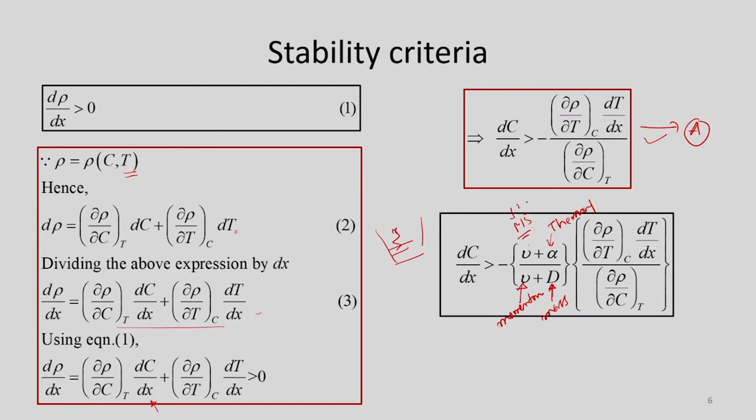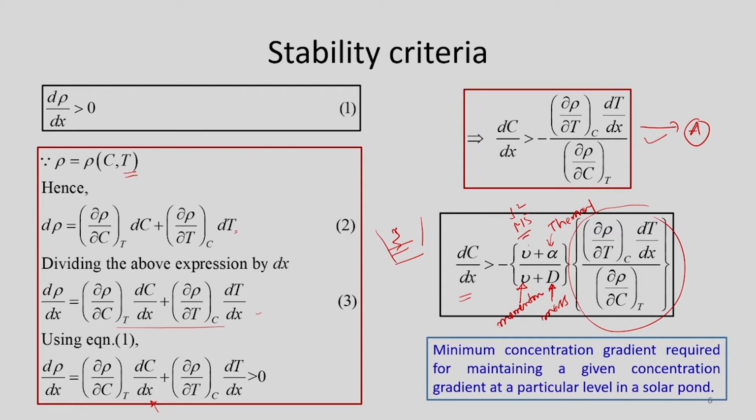Normally this is also considered as 2. So, if we have to make a design, some kind of margin we have to maintain. So, this expression needs to be multiplied by 2, and then we get the dC by dx stability criteria. The calculation of the minimum concentration gradient required for maintaining a given concentration gradient at a particular level in a solar pond can be done using either of these equations. So, this is very important. Once this stability criteria is established, things will work perfectly as designed.